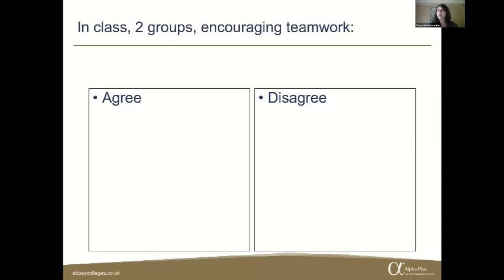Now, if we were in the classroom now, I would split you into two groups. I would have one group consisting of students who agree, and the other group consisting of students who disagree. I would then provide each group with a large sheet of paper. Each group would be at a separate desk or cluster of desks, and then I would provide you with a time limit during which you would write down all the reasons why you agree and all the reasons why you disagree.